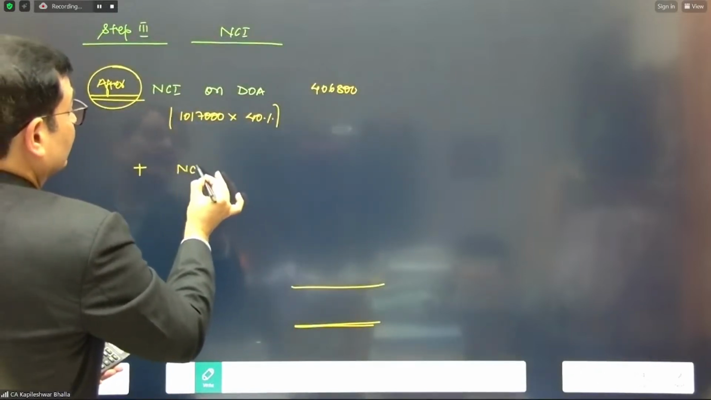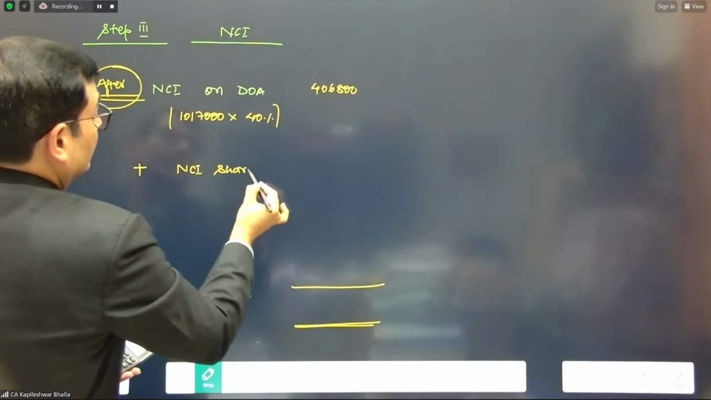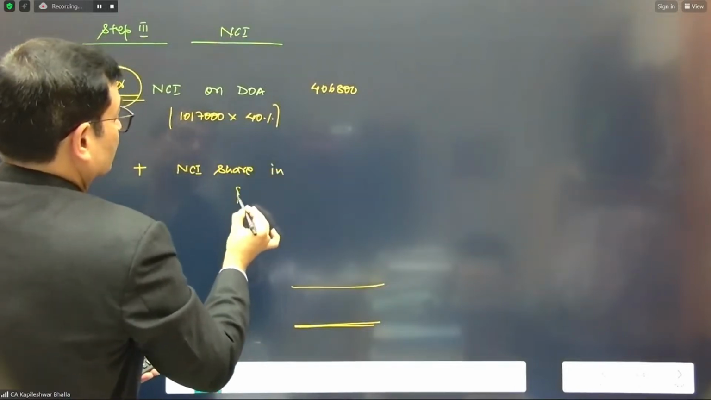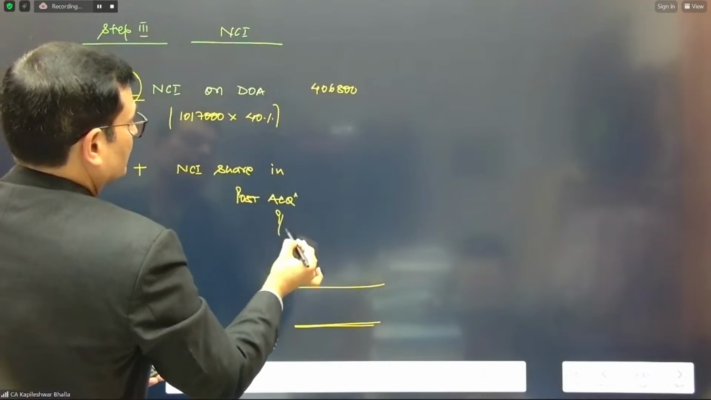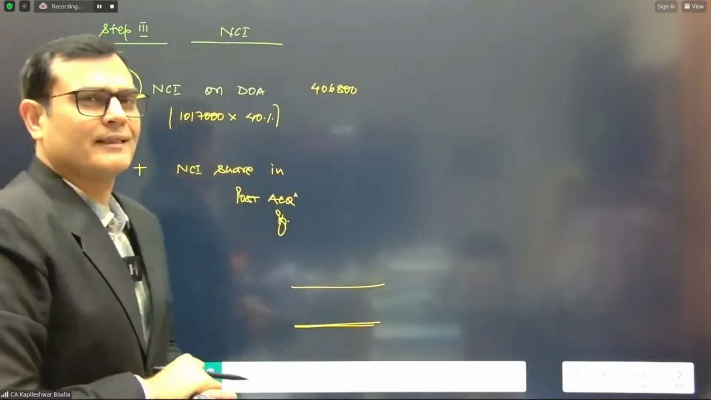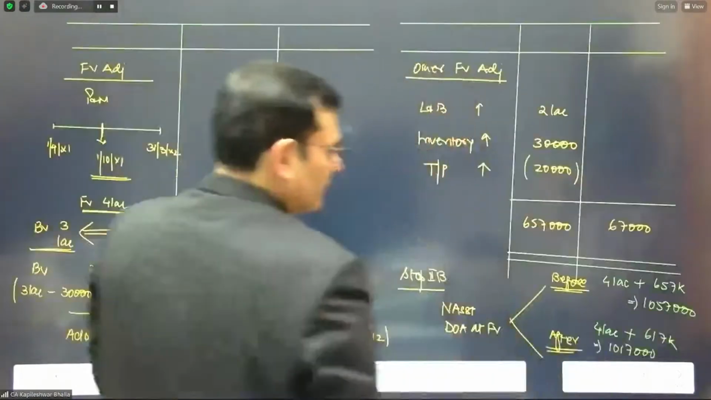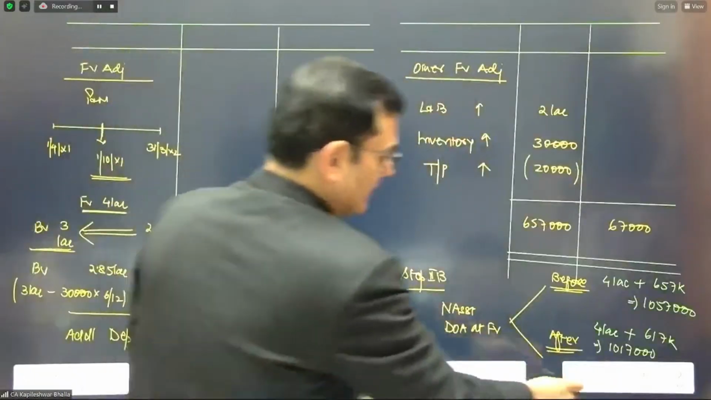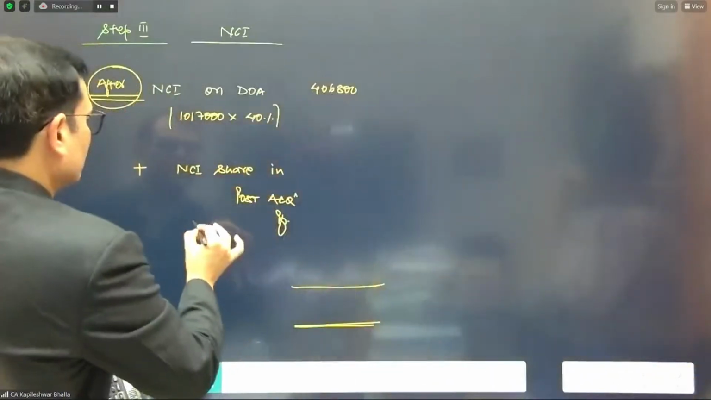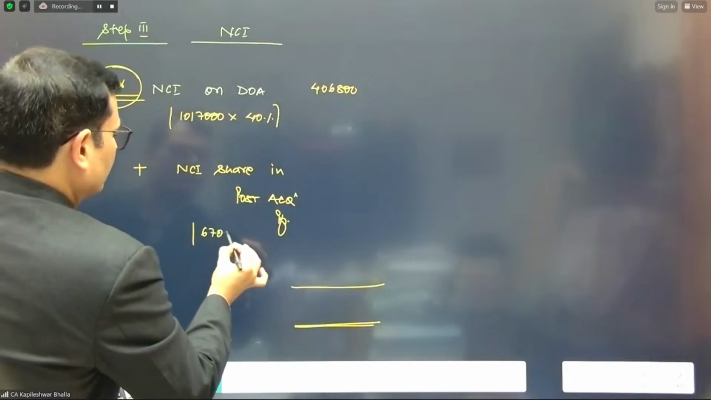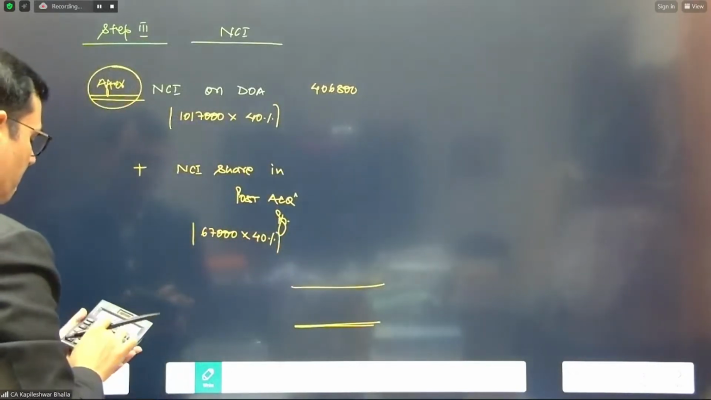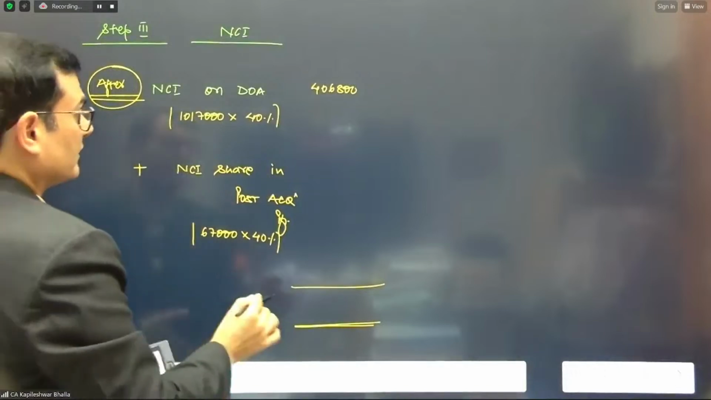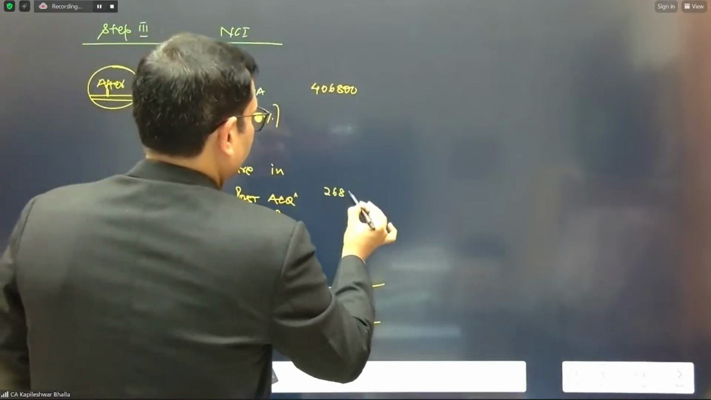And to this, we add the NCI share in post-acquisition profits. We need to add the NCI share in the post-acquisition profits. And that's available from the analysis itself. So if we look at the analysis, it is 67,000. So we can consider 67,000 into 40% belongs to the NCI. And that works out at 26,800.